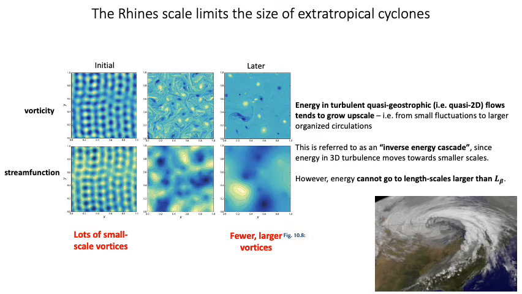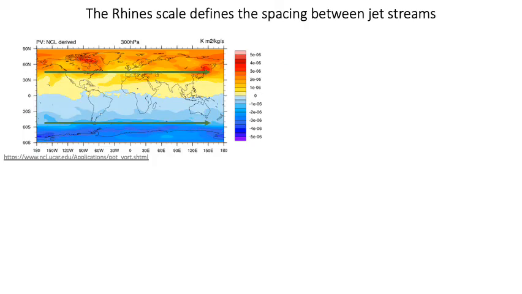And so this applies to something like an extratropical cyclone, so baroclinic eddies in general. We formally say that the Rhines scale halts the inverse energy cascade, if that has any meaning to you.